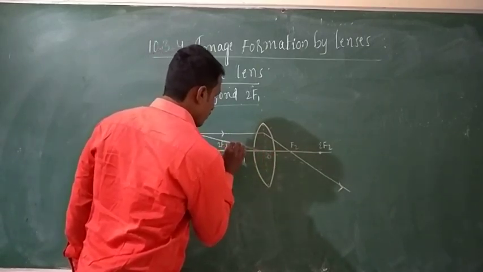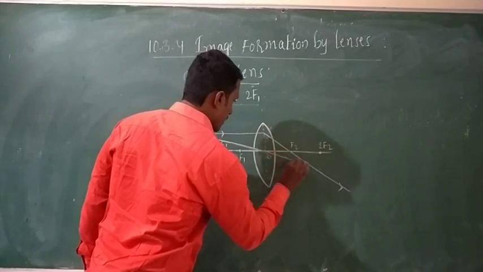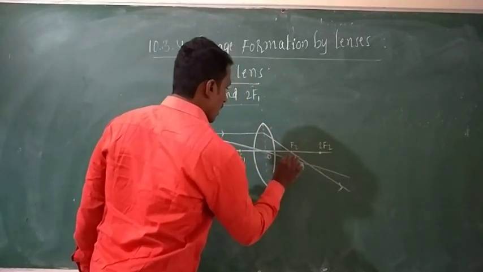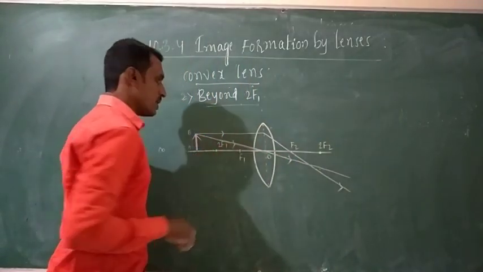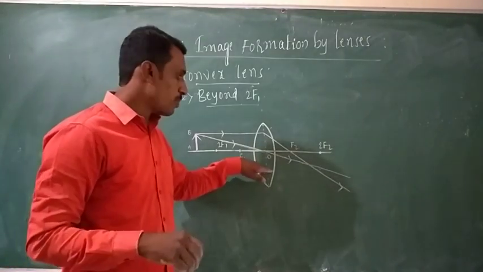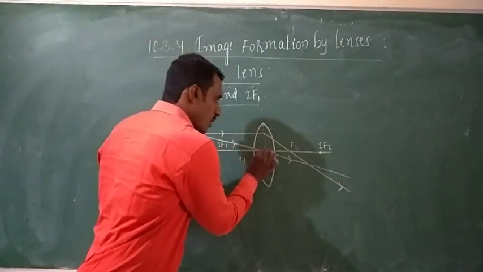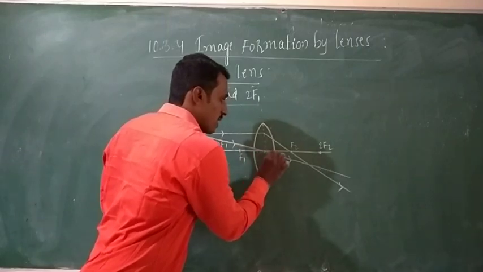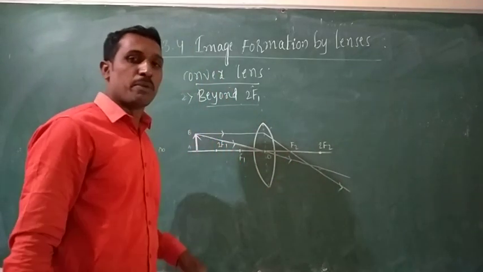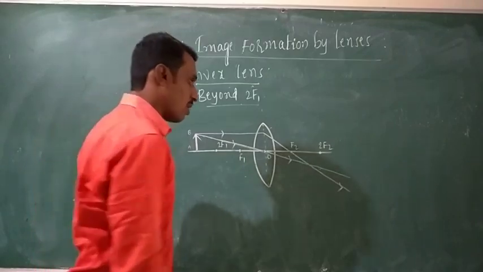Light ray which passes through optical center remains undeviated. I told you people earlier only. This is the second incident ray. When it passes through optical center, it remains undeviated, means it does not bend at all.